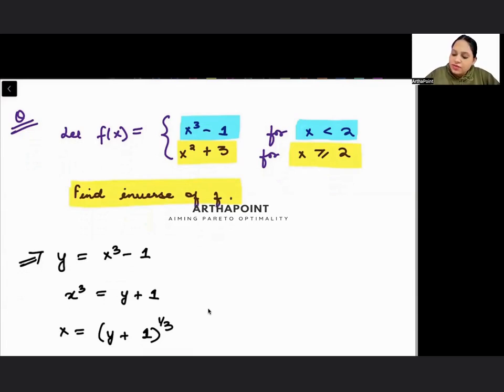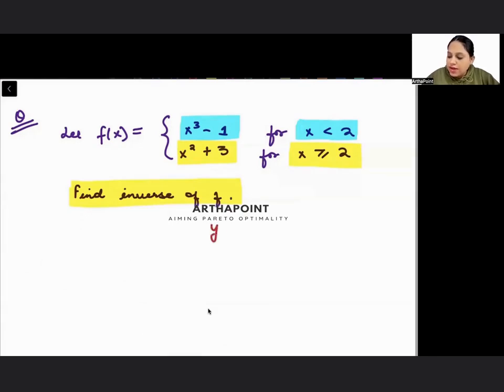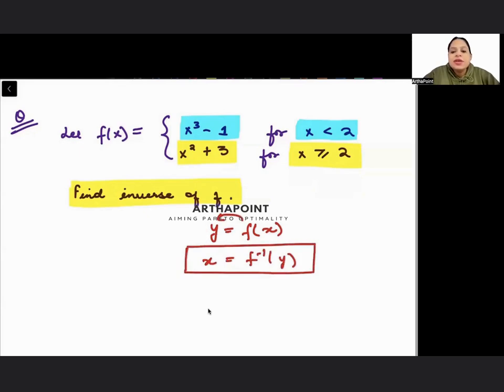So we know that whenever we need to find the inverse of any function, if y is a function of x, then inverse means that f will go here. So x will become f inverse y. X will become f inverse y, right? So first of all, we need to change the function.